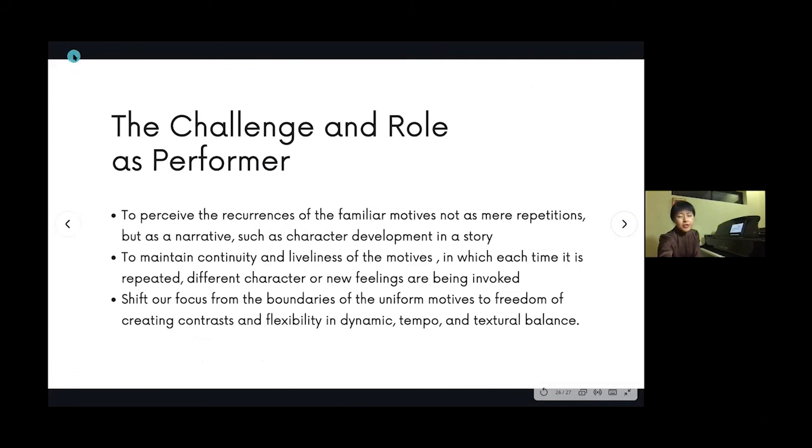So after we talk about all these types of ambiguity in Presto Passionato, what is our role? After we know so much, that makes us confused, yeah? We have to know this role, so what do we have to do? Well, to perceive the recurrences or the repetition of this familiar motive not just as repetitions, because if we think of it just like repeat, we get bored and we don't have creativity to play with the tempo or maybe the dynamic or textural balance. So we think of it as a narrative, as storytelling.